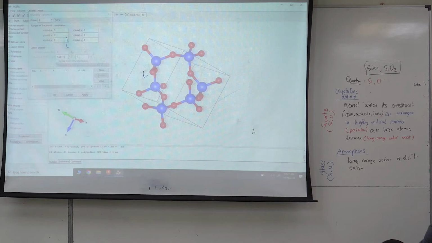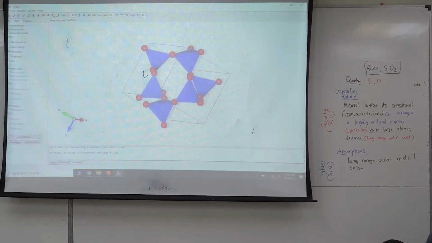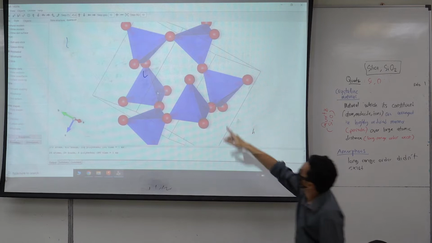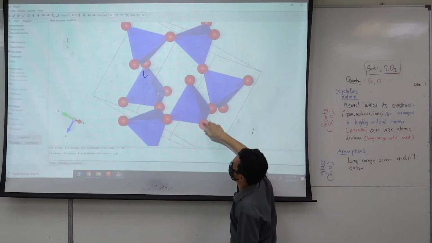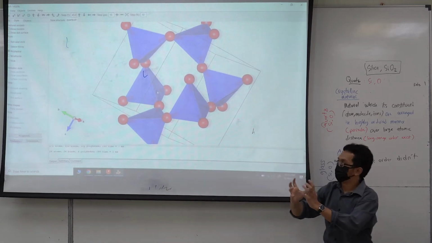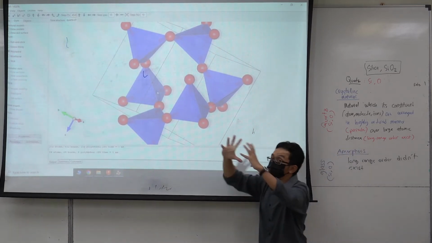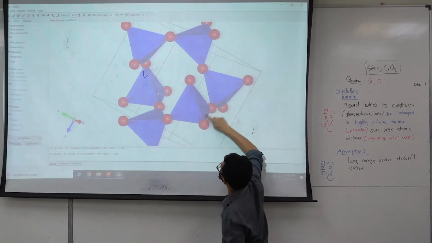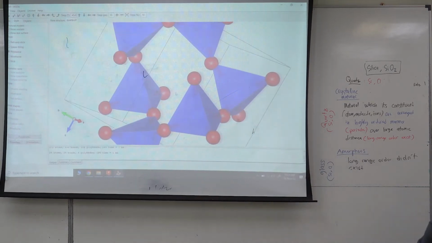Let's go to the polyhedral view. Now you can see quite clearly. In the middle here, there is the silicon atom, and the oxygen. So the connection is like methane that we learned before. It's tetrahedral, like a pyramid. You have the silicon atom in the middle, and the oxygen atoms on the sides.